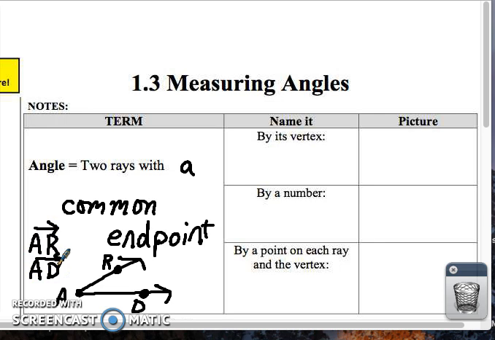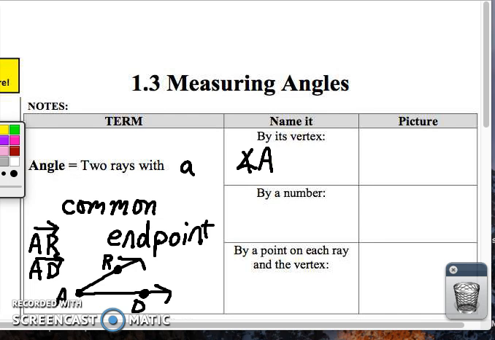We name it by its vertex. An example of this one down here, we may call this angle A. So there's one way we can name it. If there's only one angle, we can name it by its vertex.